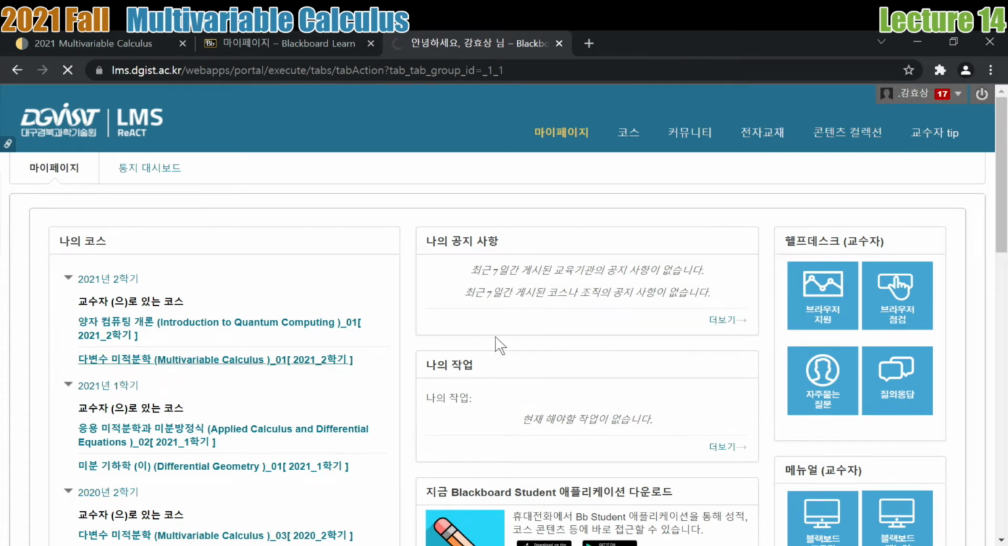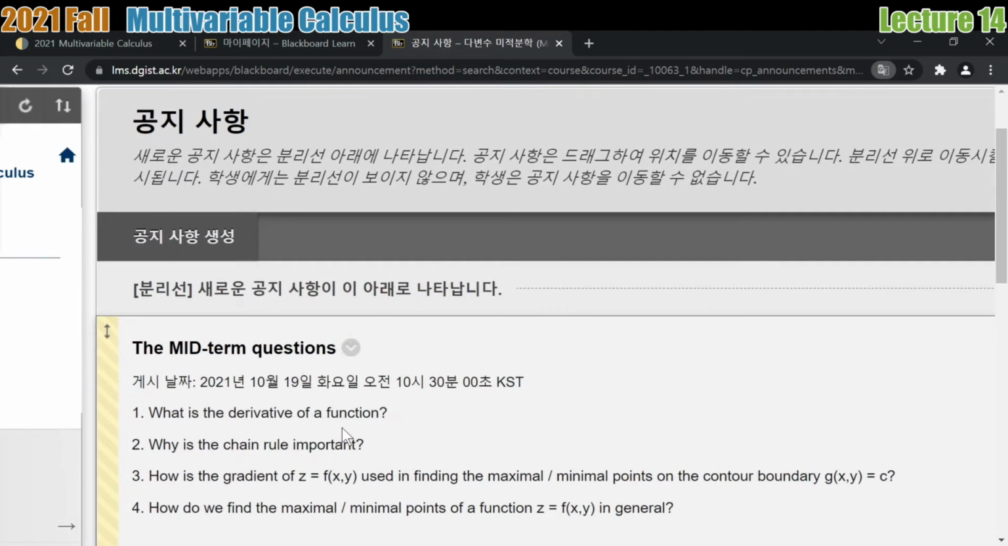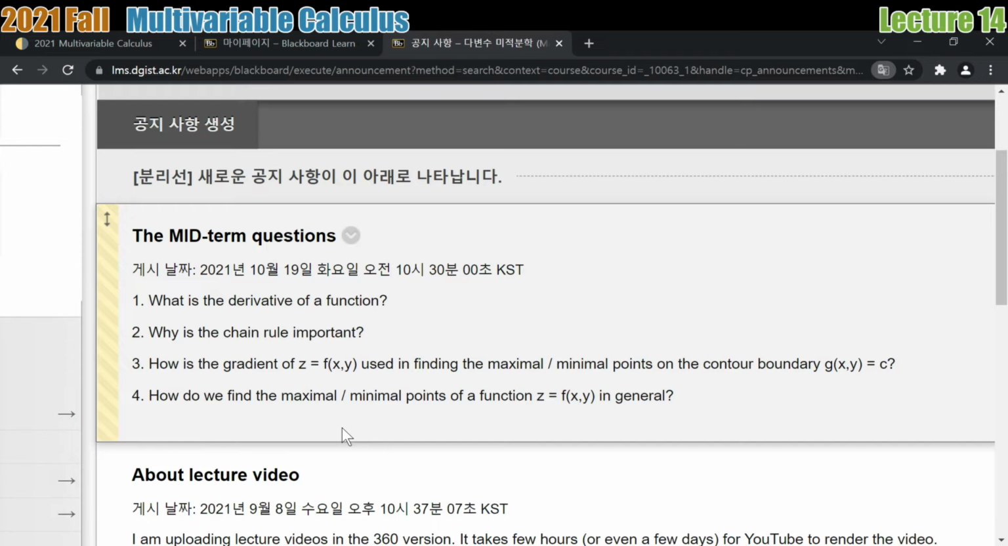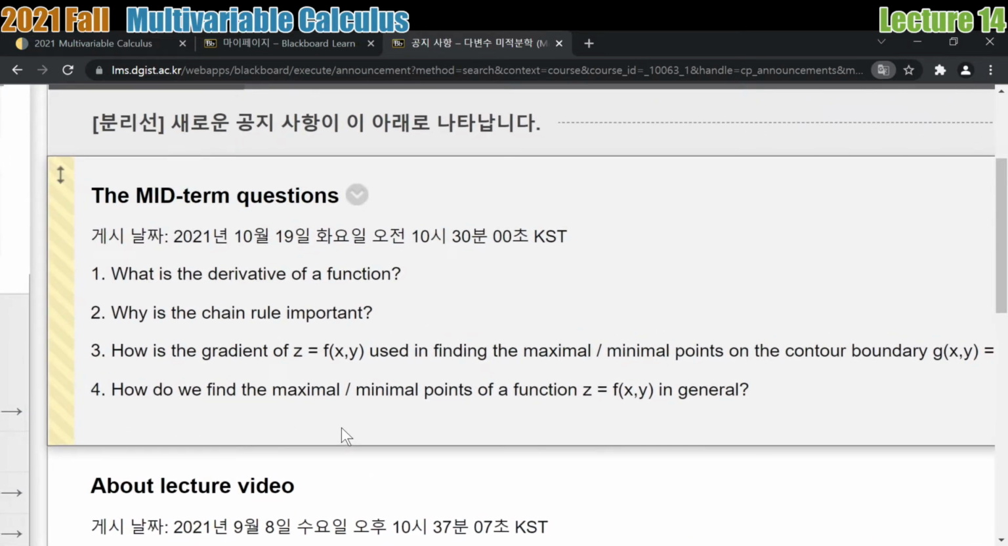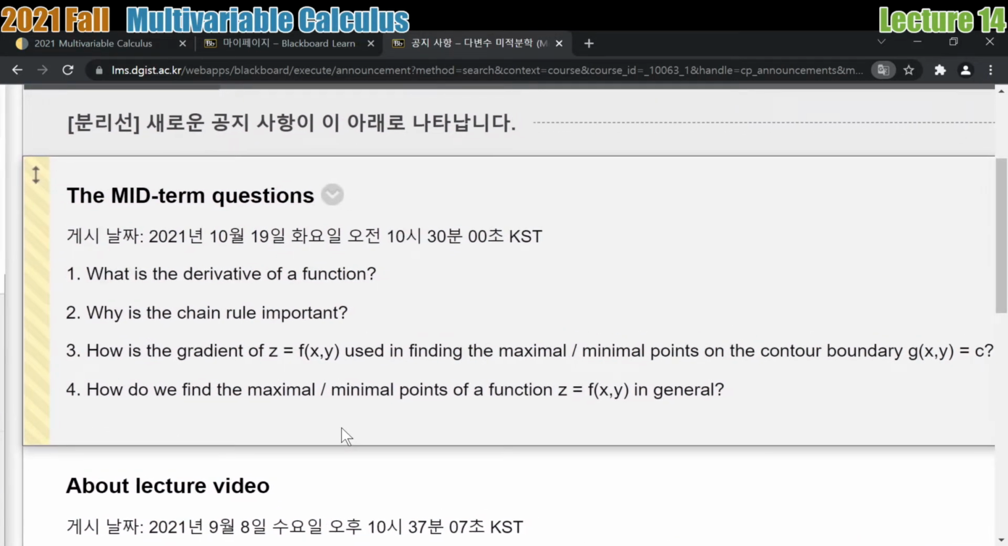So these are the questions. The first question asks, what is the derivative of a function? The second question is, what is the chain rule? Why is the chain rule important? And the third and fourth questions are about how we find the maximum and minimum in certain conditions.